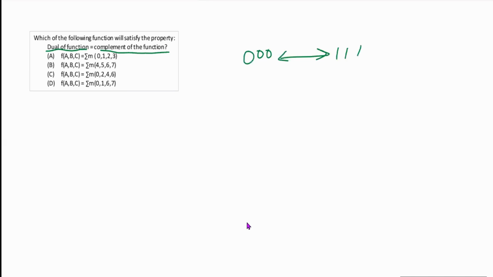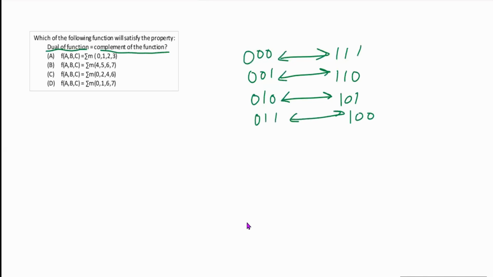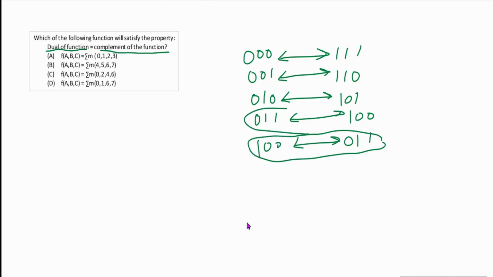If I take 0 0 1, that will be 1 1 0 as the dual, and if I take 0 1 0, that will be 1 0 1. If I take 0 1 1, it will be 1 0 0. After this, if I do the next one, which is 1 0 0, I will get 0 1 1. So this conversion is nothing but this conversion.